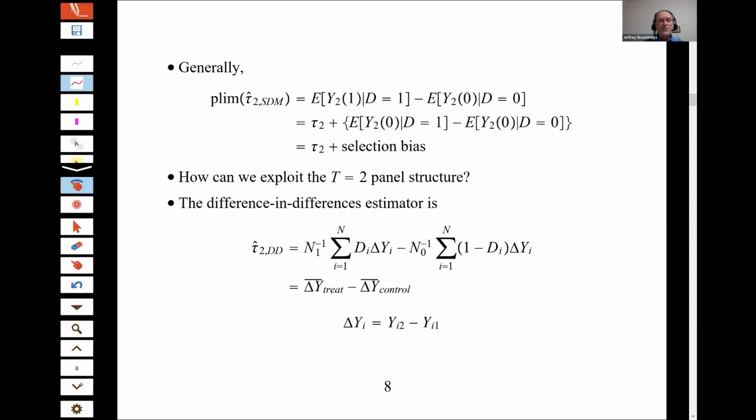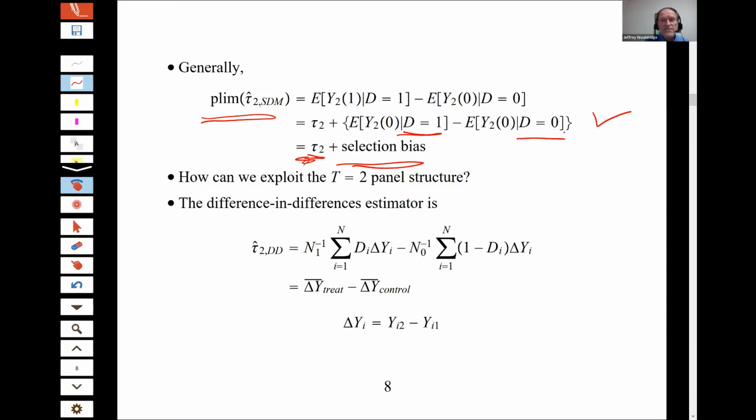But in general, if there is some sort of systematic violation of random assignment, then we can write the probability limit of the simple difference in means estimator in this very simple way. One way that economists think about this is, what we would like to have is the average treatment effect on the treated, but in general, there's this selection bias term.